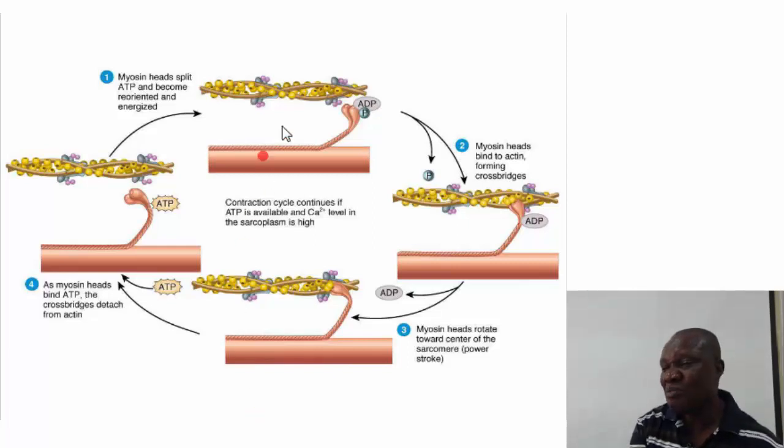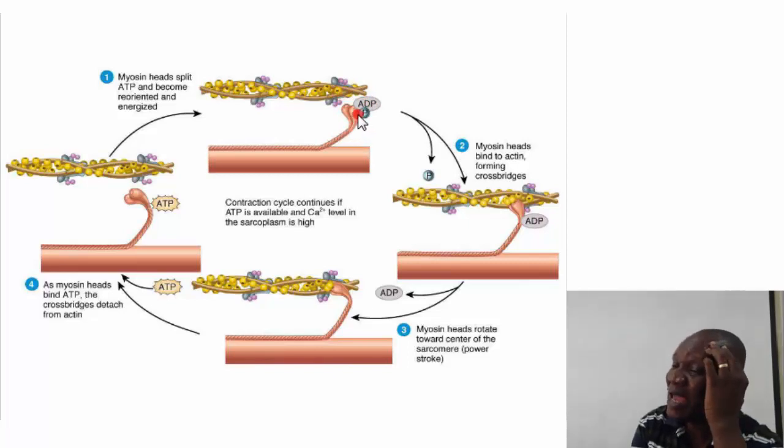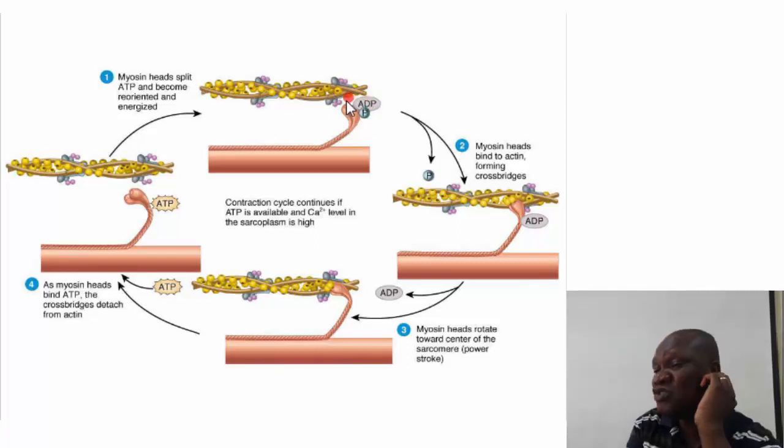So ATP binds to the cross-bridge, and because the ATP binding site is an enzyme, it will hydrolyze the ATP into ADP and inorganic phosphate. Now this reaction energizes the head of the myosin and would increase the affinity of the myosin head for actin.